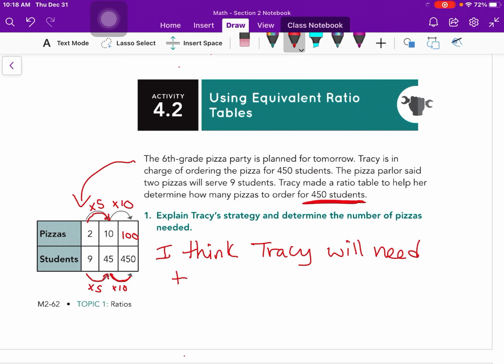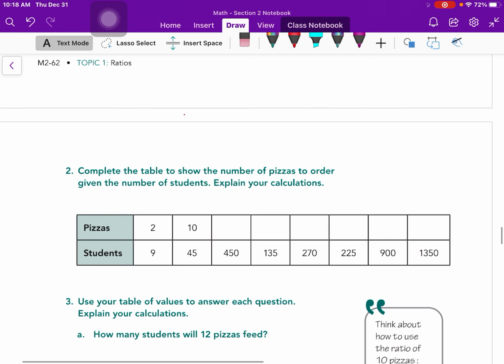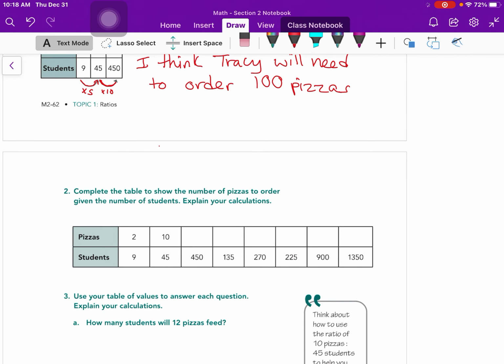So I think Tracy will need to order 100 pizzas. Quite a few for her class, for sure.